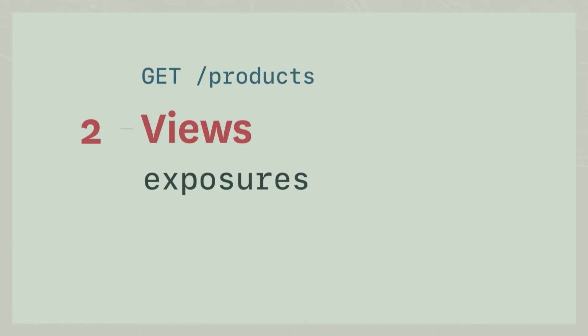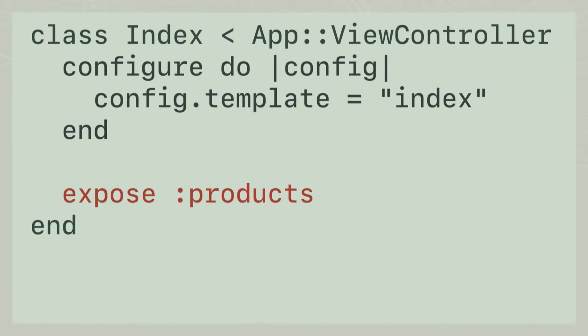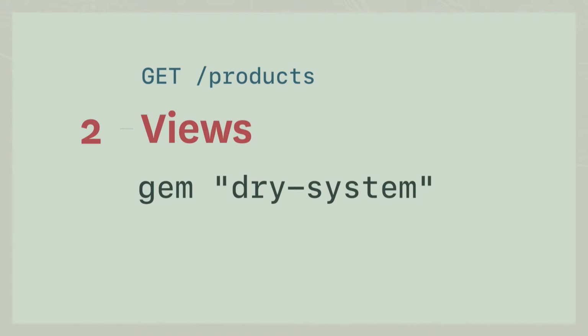That exposure in our view controller is special. It's our way of declaring and preparing data for the view controller's template. And we need to add some real data to it by working with our app's dependencies. We're going to perform some dependency injection into our view controller, and it's made possible by a gem called Dry System, an object dependency management system. It depends on dry container for an inversion of control container and dry auto inject for simple dependency injection and resolution in our classes.